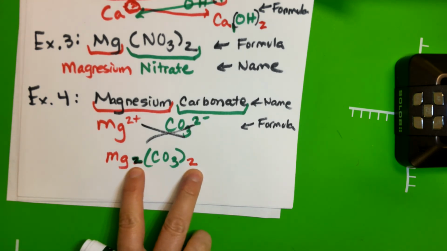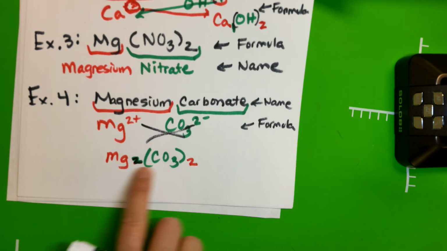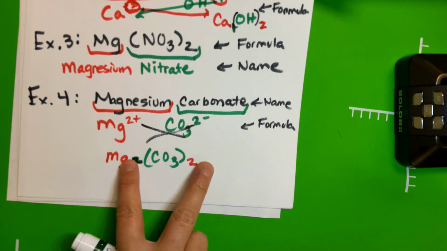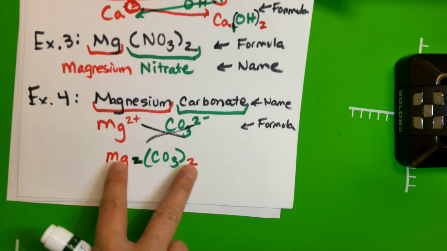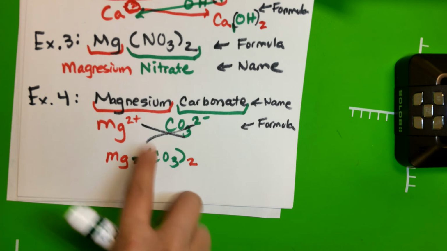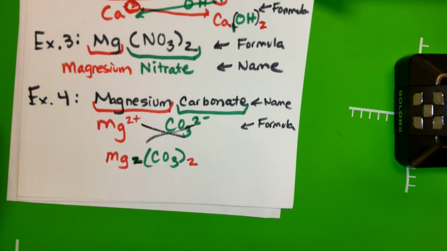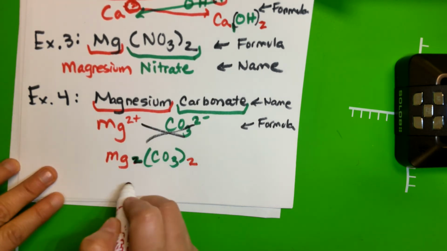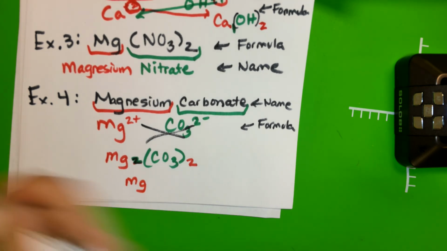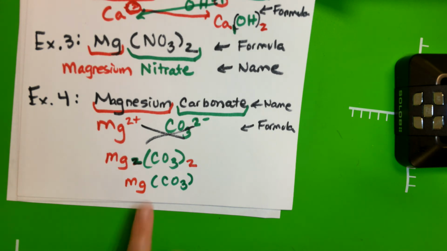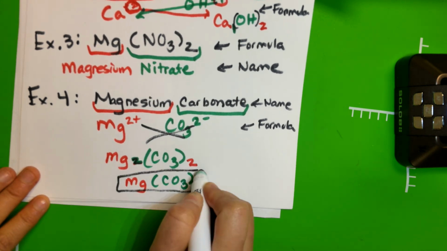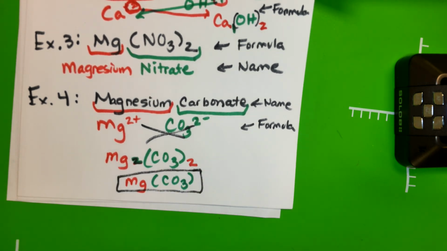Now this is 2 and 2. So if you have 2 of these and 2 of this, remember it has to go in the lowest terms. The lowest terms of 2 and 2 will be 1. So you would just put magnesium, and then CO3, and that's it. You're done. Actually, you don't even have to put the parenthesis. I just put it there so you guys could know. Okay, so basically that's it.